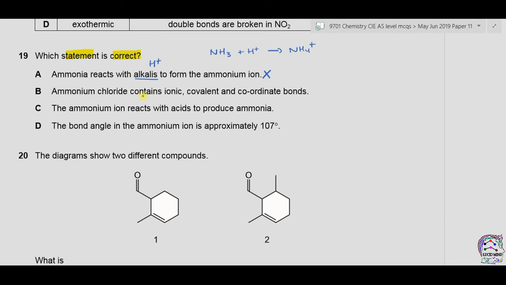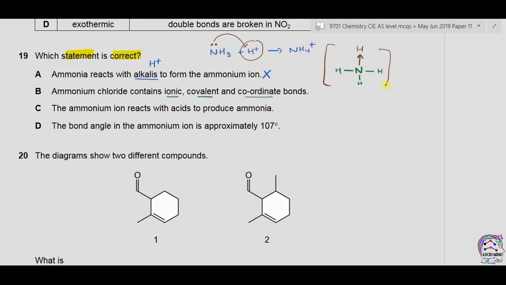B is ammonium chloride contains ionic, covalent and coordinate covalent bonds. Let's draw the structure of ammonium chloride. We have one nitrogen. 3 hydrogen atoms are present as single covalent bonds, while the fourth bond with H+ is formed by donating a lone pair of electrons from nitrogen to H+. So therefore it forms coordinate covalent bond.